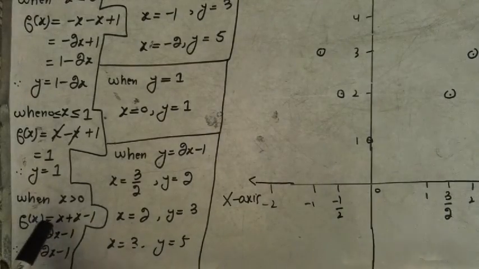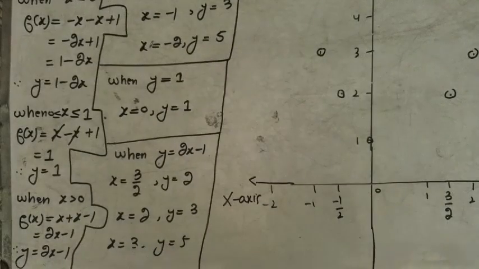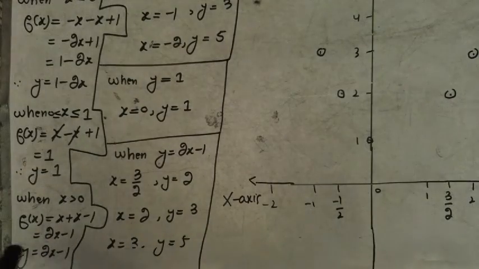So the answer of f(x) plus x will be 2x minus 1. When f(x) is equal to 2x minus 1, then y is also equal to 2x minus 1.